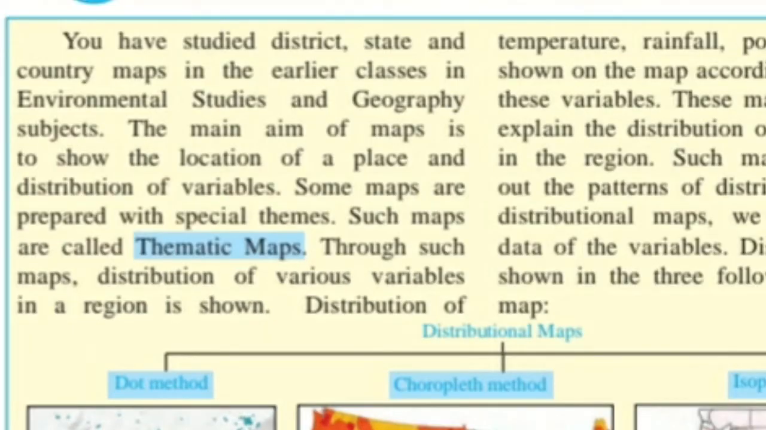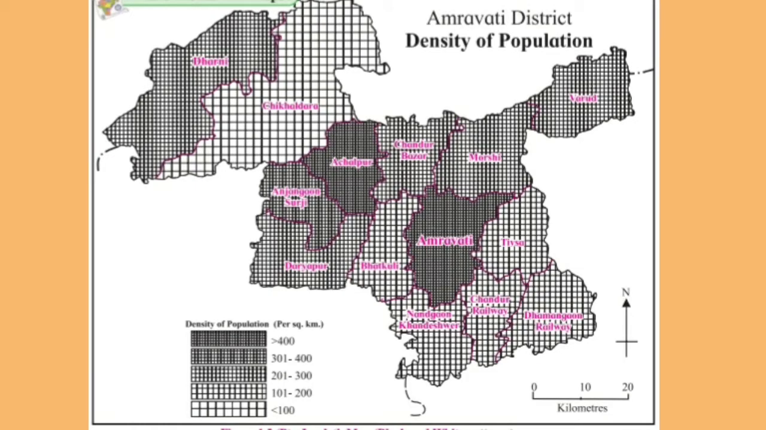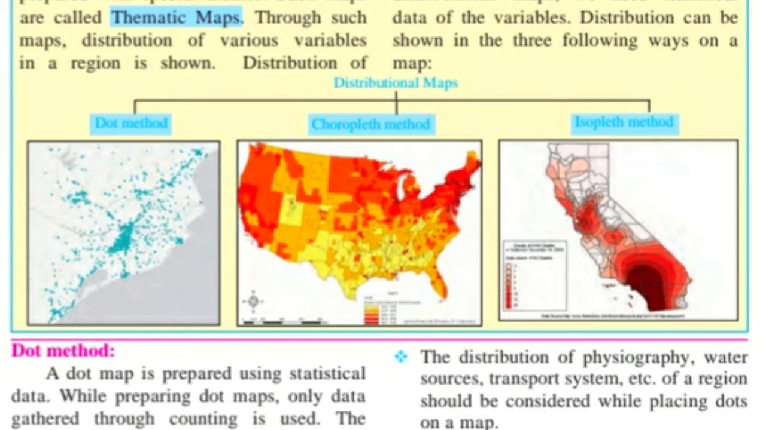So there are various themes by which these distributional maps are drawn, and those are known as thematic maps. Thematic maps have different themes like rainfall, population, temperature, etc. Based on these themes, these distributional maps are plotted. There are three main methods of drawing distributional maps. The first is the dot method, then the Choropleth method and the Isopleth method. The description of these three methods is going to sum up our chapter.